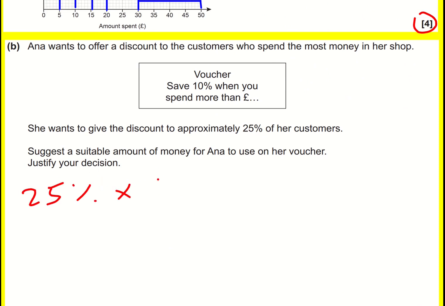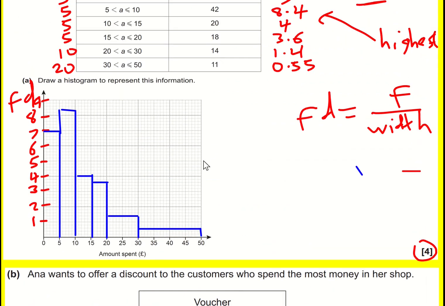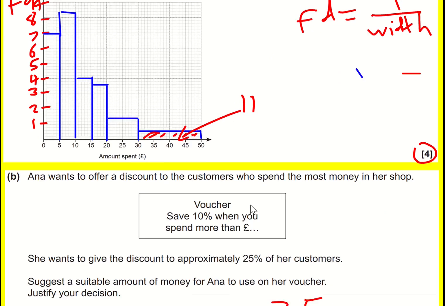25% of her 140 people, we can divide through by 4, we can divide through by 2, and then by 2 again, so 70, 35. We're interested in the 35 who spend the most money. And now we need to remember, what does this histogram represent? Well, just like frequency density is frequency divided by width, you can rearrange that so that frequency is frequency density times width. And actually the area of each bar gives us the frequency. So for example, this area is going to equal 11. So 11 spend between 30 and 50.